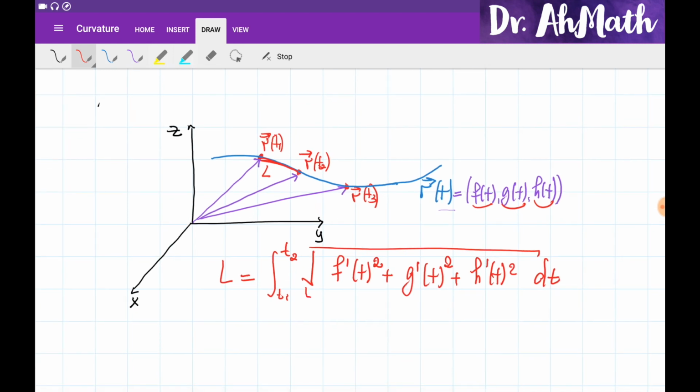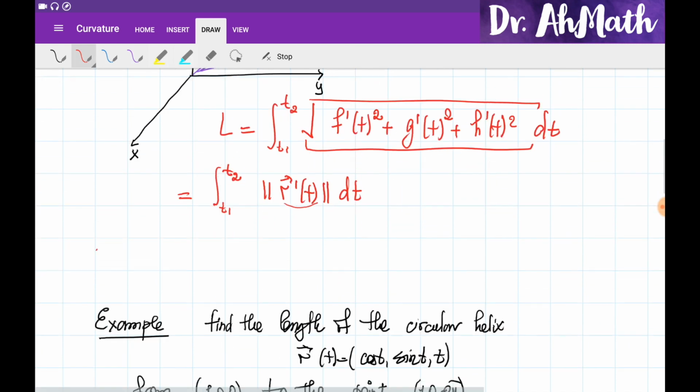So when we look at this term, we can see that this is nothing else than the norm of the derivative of the vector function, right? And we need to integrate this with respect to t. So basically, we need to define the derivative of the vector function, then we need to define its norm, then we need to integrate this with respect to t from t1 to t2 in order to find the length of the curve. So let's do an example.